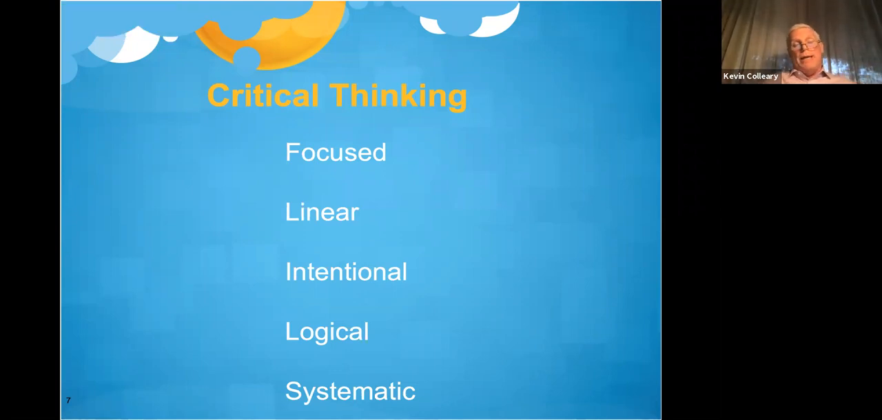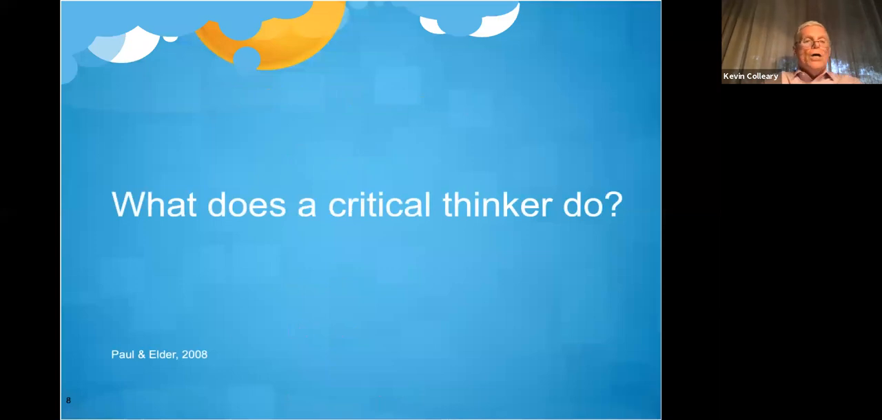And I'm basically arguing tonight that we can do that while still being successful English language instructors and helping them grow their capacity in the English language. We can also help them grow their capacity as critical thinkers. So Paul and Elder laid out a 5-point schema to answer the question, what does a critical thinker do? And I want to go over these 5 points just so that we're all on the same page as far as our understanding of what critical thinking is.